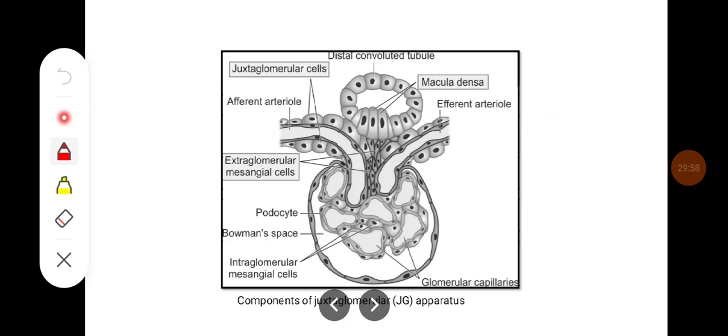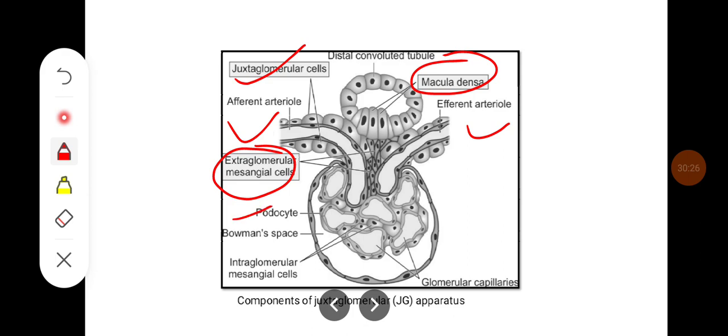So this is the diagram of the juxtaglomerular apparatus. Here you can see the macula densa, which is a modified part of the distal convoluted tubule, and here you can see the afferent and efferent vessels, where some of the cells get modified into the juxtaglomerular cells, and these are the mesangial cells. The extraglomerular mesangial cells are also called Lacis cells. Here you can see the podocyte, Bowman's capsule, and intraglomerular mesangial cells in and around the glomerular capillaries.